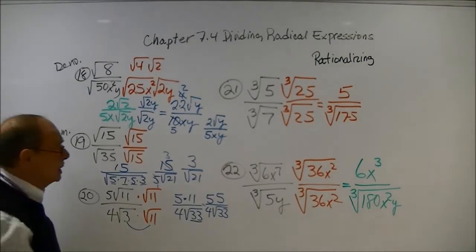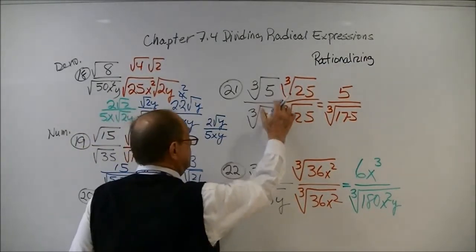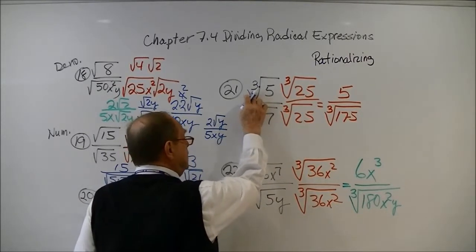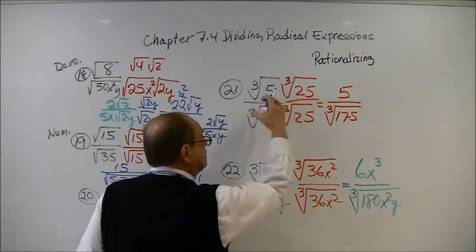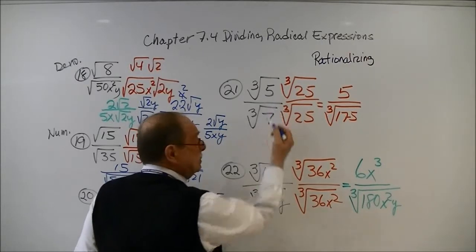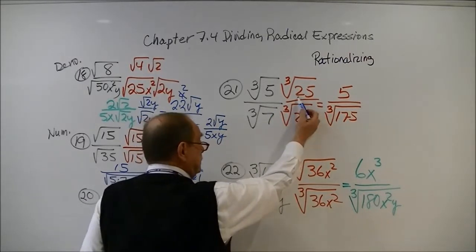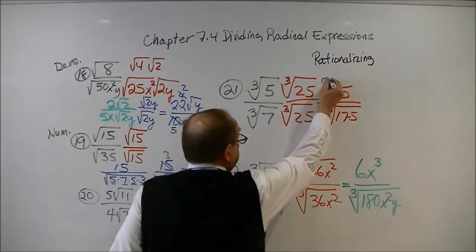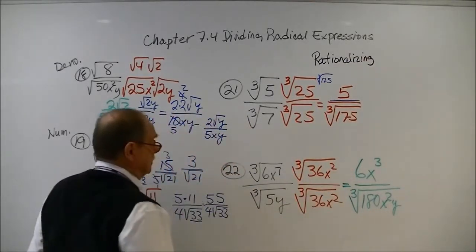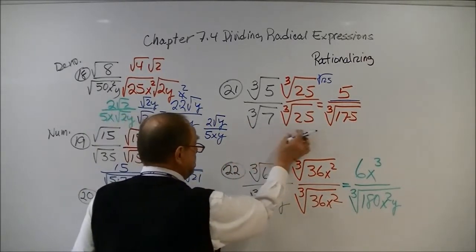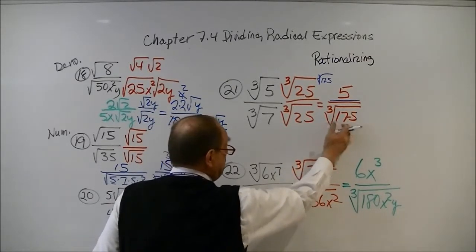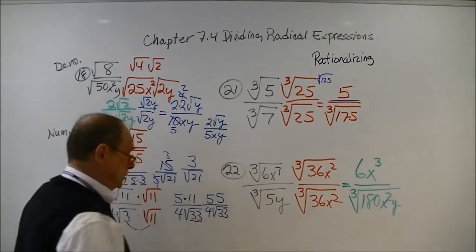All right, now for 21, again, we're rationalizing the numerator, and this is a 5, but notice the index number. The index number is a 3. So we have to make this into a perfect cube. Well, we're not going to multiply it by 5. That would just be a perfect square. We choose 25, which then makes it 125. And the cube root of 125 is 5. And then 7 times 25 is 175. And there are no perfect cubes in there, so that's the answer.